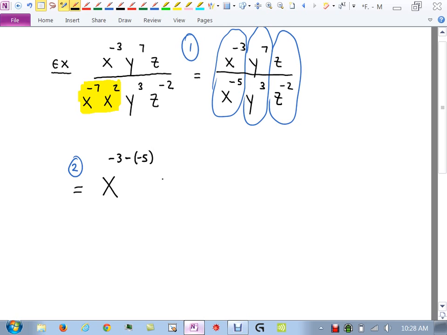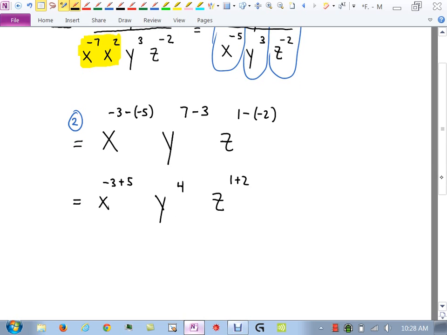Then I have y to the 7 minus 3. Now we don't have to worry about signs too much there. And then z to the 1 take away negative 2. So my question would be, are you going to be okay with these signs? Because you have double negatives there. They will, yes. So remember that when you subtract a negative, that's the same as adding. So this becomes negative 3 plus 5. This one is just 7 minus 3. This one is the same as 1 plus 2.